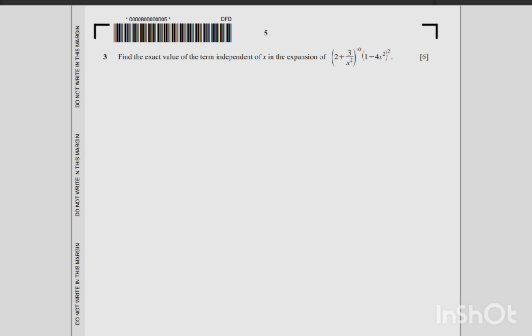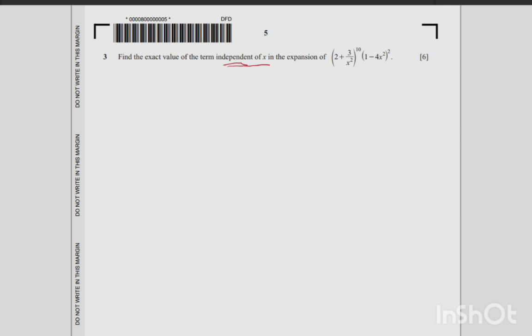binomial. The question is: find the exact value of the term independent of x in the expansion of (2 + 3/x²)^10 (1 - 4x²)². What does independent of x mean? It's a very simple thing. There is no x involved. We have to apply those values where there is no x involved, which means x will be 0.